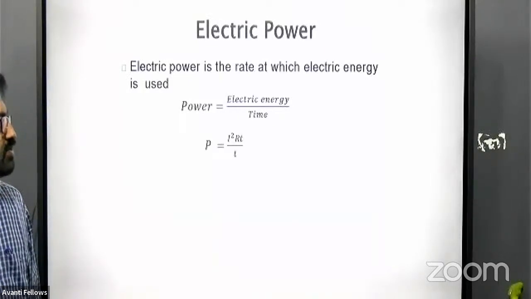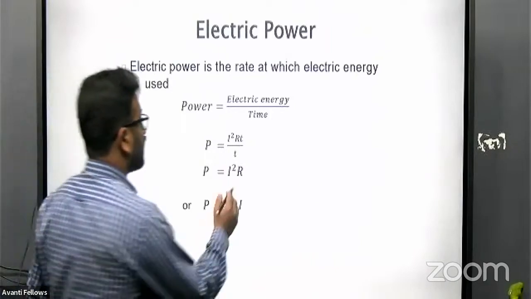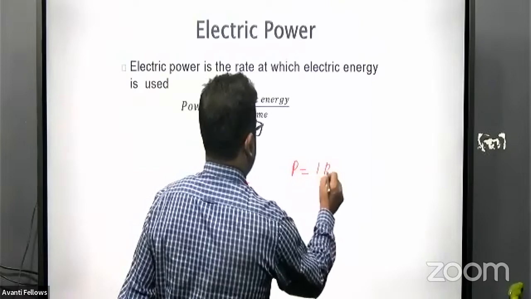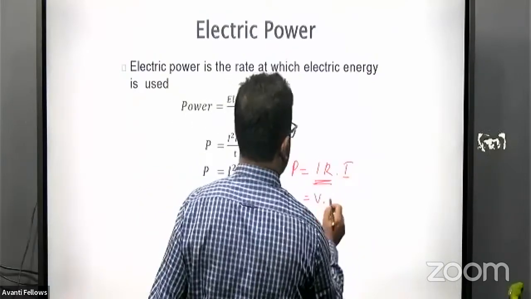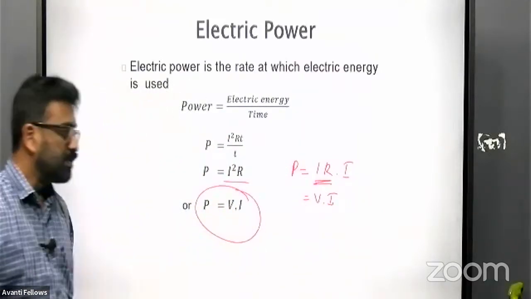Then electrical energy, we have developed an equation. It is I square RT divided by T. So it is I square R. So P equals I into R multiplied by I. So I into R is V into I. So we can write it as power equals voltage multiplied by current.